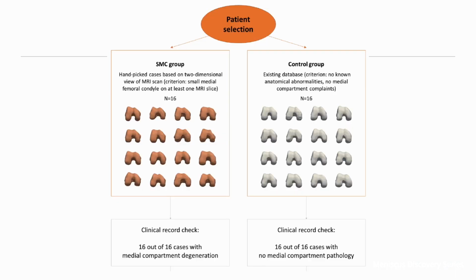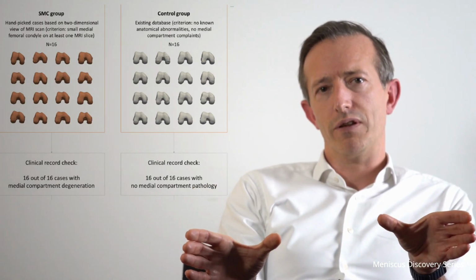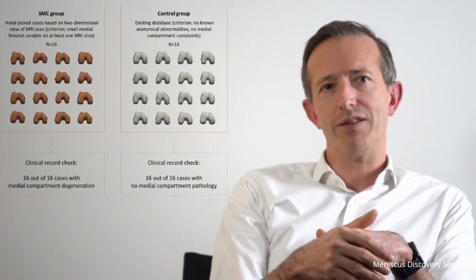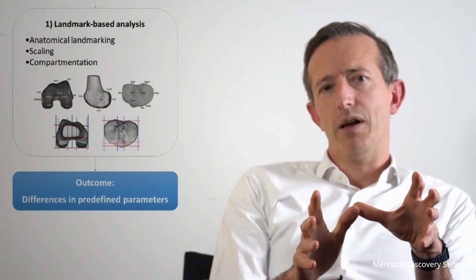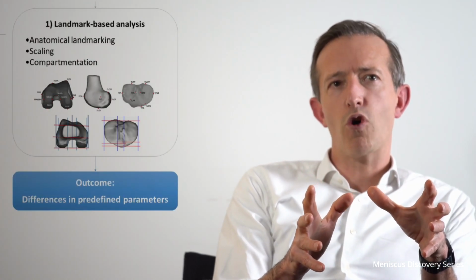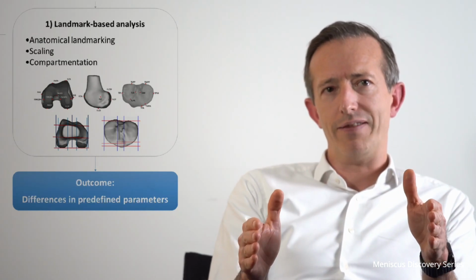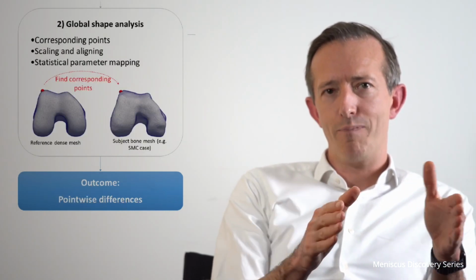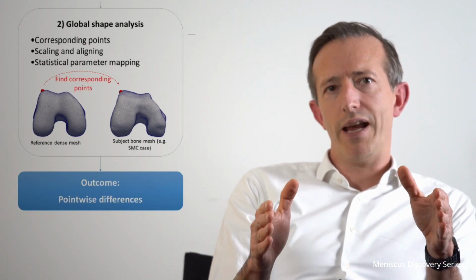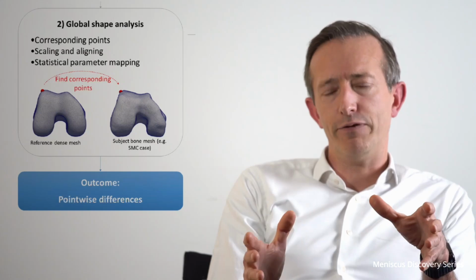Maybe they had some instability or some random trauma, but these were normal patients. And we compared them on a three-dimensional basis. We looked at them from a two-dimensional analysis, which we called a landmark-based analysis. We identified landmarks and then measured these landmarks and compared them. But we also did a so-called global shape analysis, which is a completely different approach.